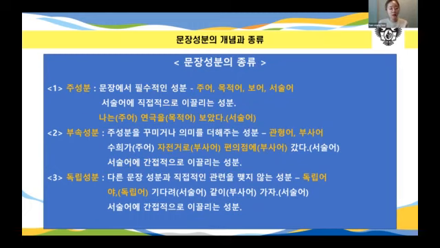Let's look at the concept and types of sentence components. There are 3 types: main components, 주성분, subcomponents, 부속성분, and independent components, 독립성분. Number 1, main components, 주성분. A principal component is an essential component in a sentence.